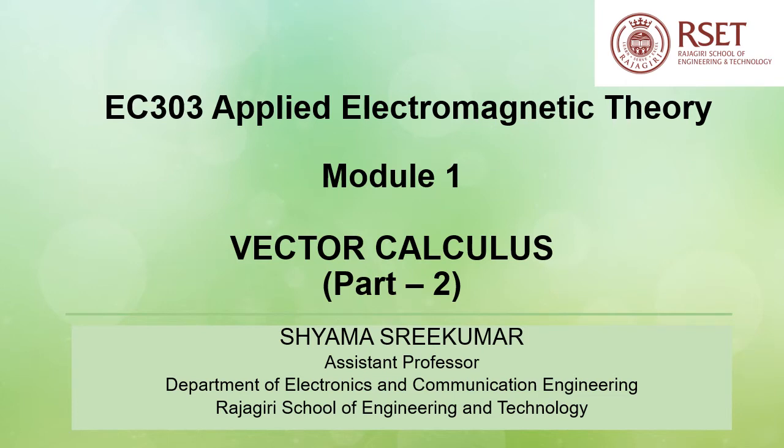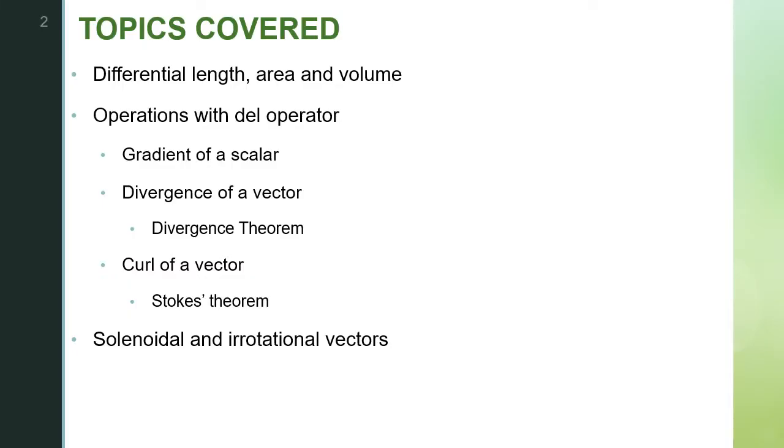So we'll continue with the lecture on vector calculus under Module 1 of Applied Electromagnetic Theory. The topics covered under this lecture are differential length, area and volume, and the operations with the del operator, that is gradient, divergence, curl, and about solenoidal and irrotational vectors.